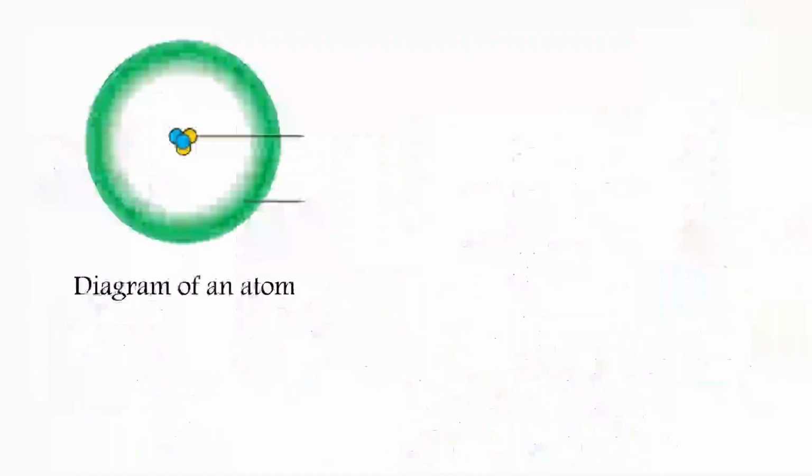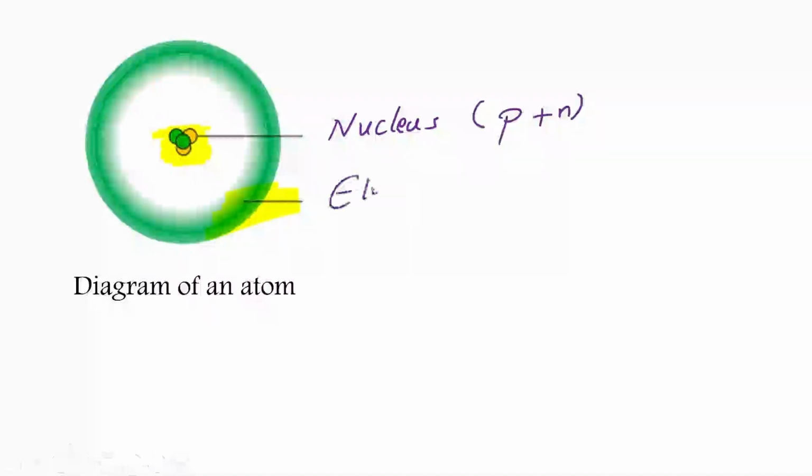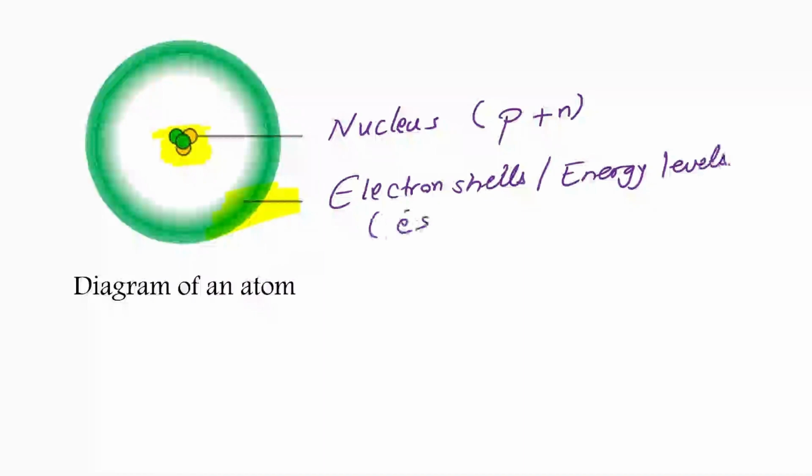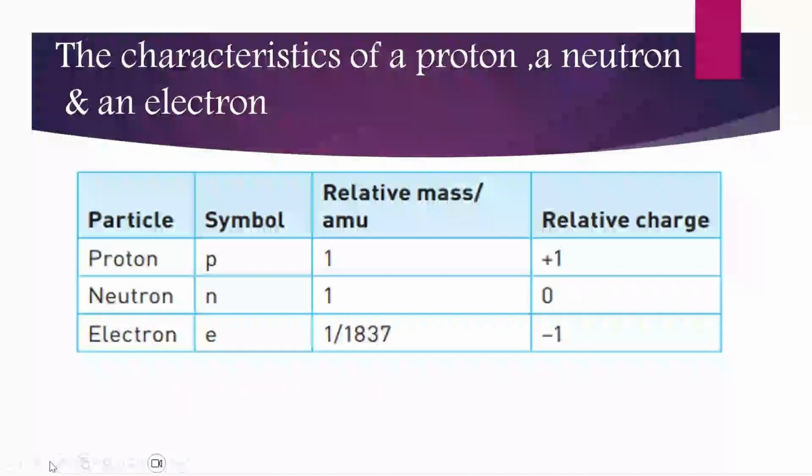Here we have a diagram of an atom. As we can see, we have here the center of the atom and we have here the energy levels or the electron shells. The center of the atom is called the nucleus, and the nucleus has the subatomic particles, the protons and the neutrons. And here we have the electron shells, or energy levels, in which the electrons move. The protons and the neutrons are very dense and they occupy a small volume of the atom, only the center of the atom.